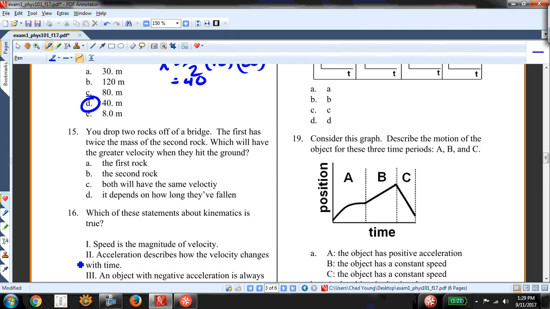Drop 2 rocks off a bridge. The first one has twice the mass of the second rock. Which will have the greater velocity when they hit the ground? Well, they both have the same velocity because they both fall with an acceleration equal to minus 10 meters per second squared.